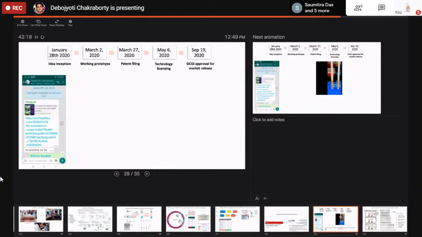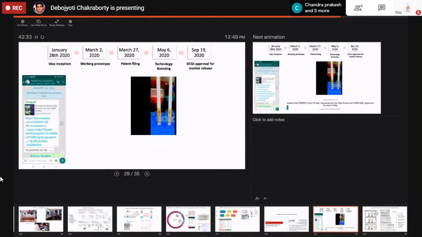As you can see over here, this is January 28th. I made a group, and it says that there are no novel coronavirus cases in India so far, says the Health Ministry. So we decided to form a small group of people who would work on this particular project, and we got a prototype which was working by March.